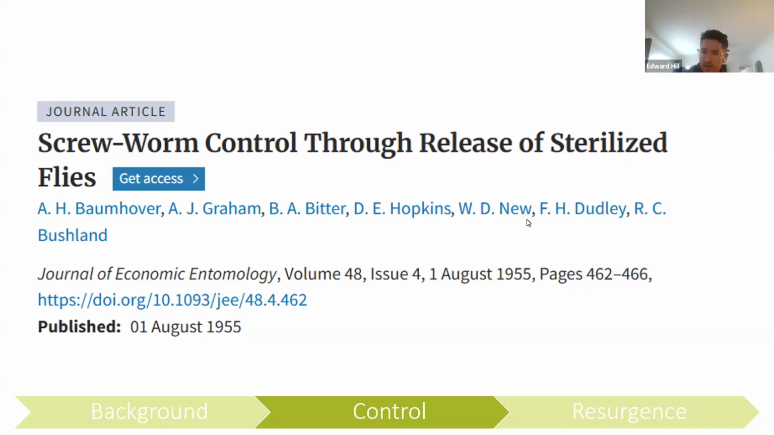And I have the data right here. It looks like they did not notice any new screwworm eggs 9 weeks after starting releases, and then the population was completely eradicated by 5 months. And so this was the first demonstration that SIT could eliminate an established insect population altogether. It was a big deal at the time. Again, this happened in '55.